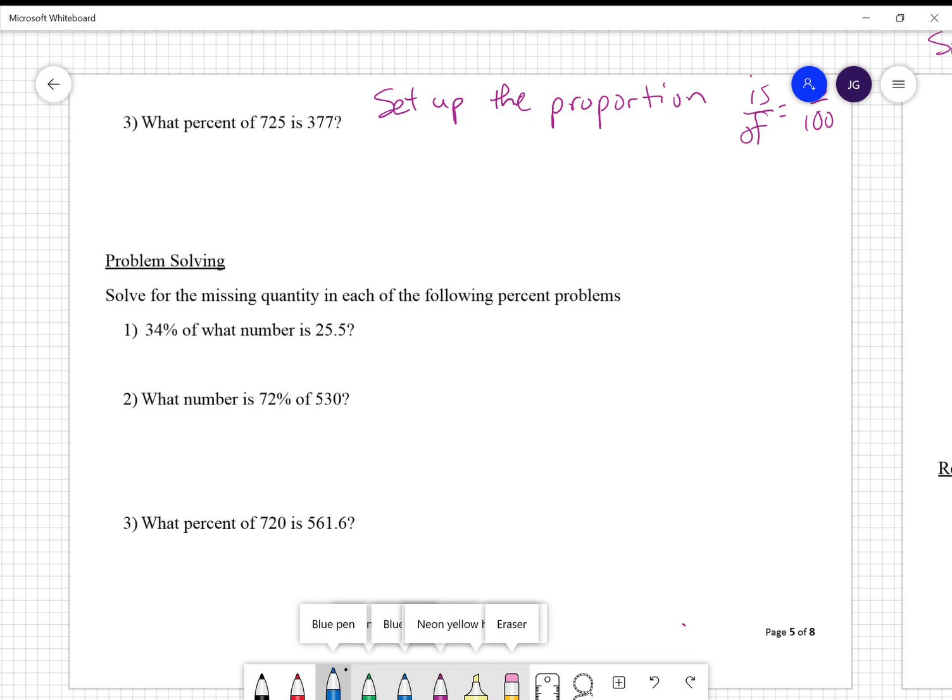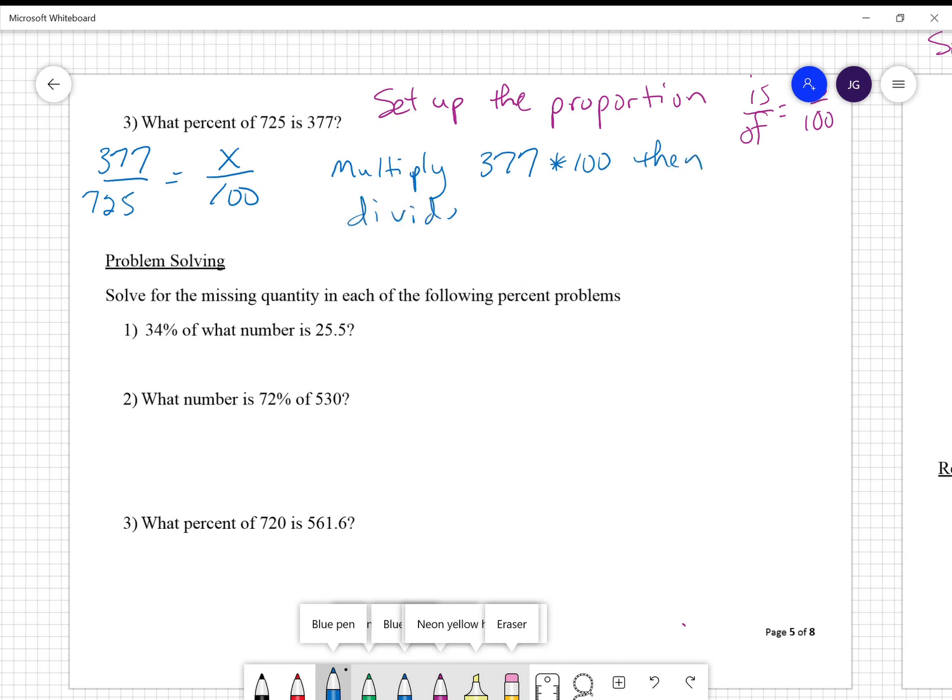Okay, what percent, so since percent is over 100, I have x over 100, of 725, so 725 is the of number, which is on the bottom, is 377, goes on the top. Cross multiply, actually I'll just write multiply 377 times 100, then divide by 725. Label the answer with percent.